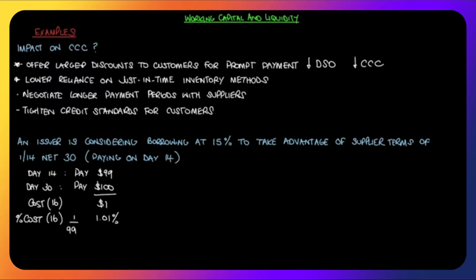Secondly, a lower reliance on just-in-time inventory methods. We said that meant more frequent deliveries, getting inventory into the warehouse just before we sell it. That reduces your inventory holding period, your days of inventory, and reduces your cash conversion cycle. So here, be careful of the wording. If we're going to put a lower reliance on that, not focus on just-in-time and frequent deliveries, that's actually going to increase your days of inventory on hand, which in turn will increase your cash conversion cycle.